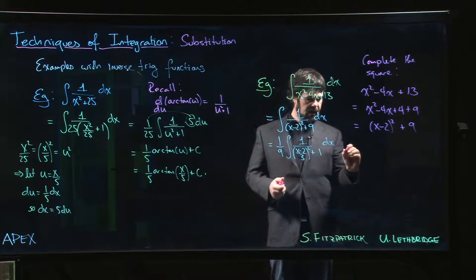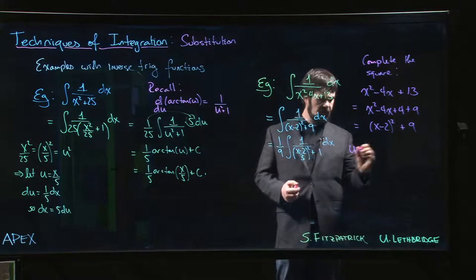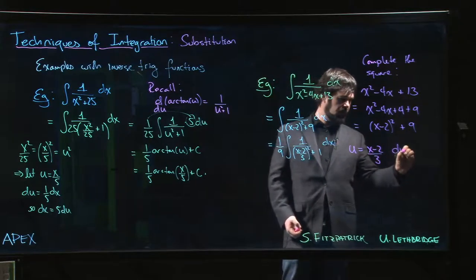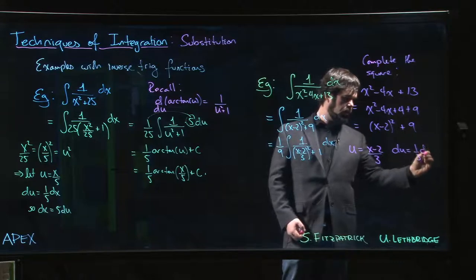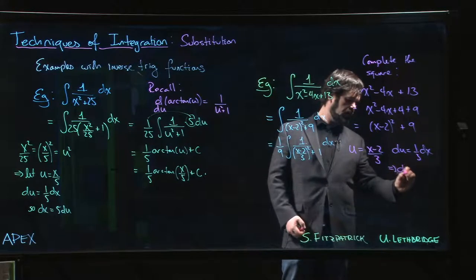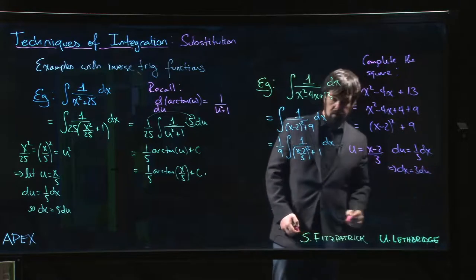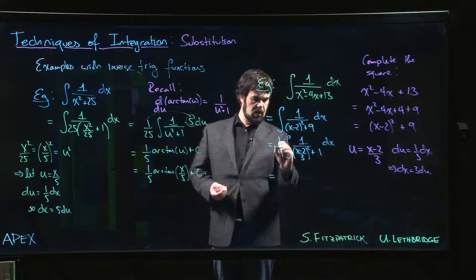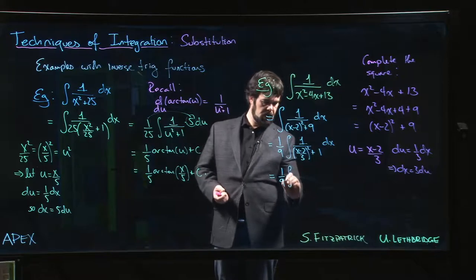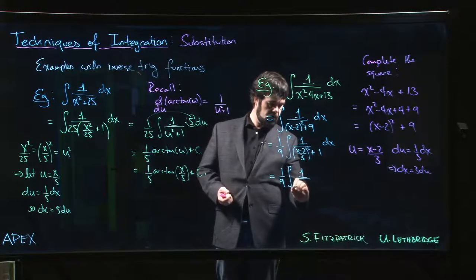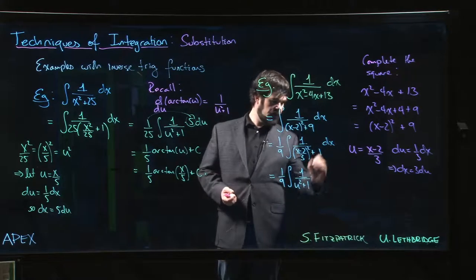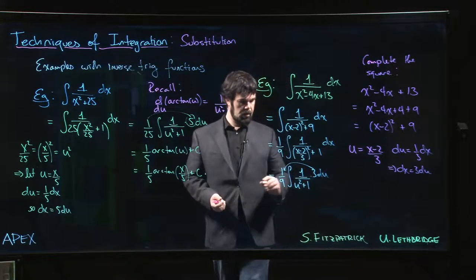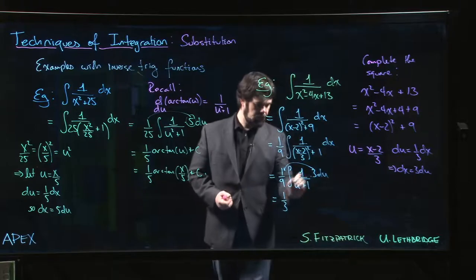But having written it in this way, now we can see that there's a substitution that works. We can try letting u equal x minus 2 over 3. So that gives me du equal to 1 over 3 dx. Or if you like, dx is 3 du. Good. So I get 1 over 9 times the integral, so this becomes 1 over u squared plus 1. dx becomes 3 du. Again, 3 can come out. 3 over 9 is 1 over 3.